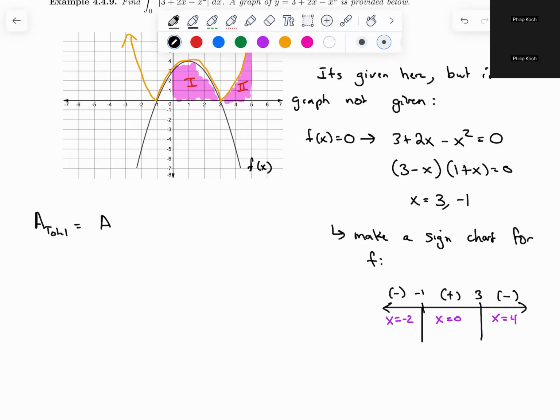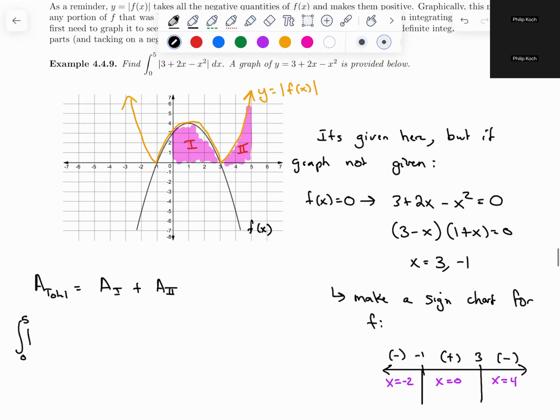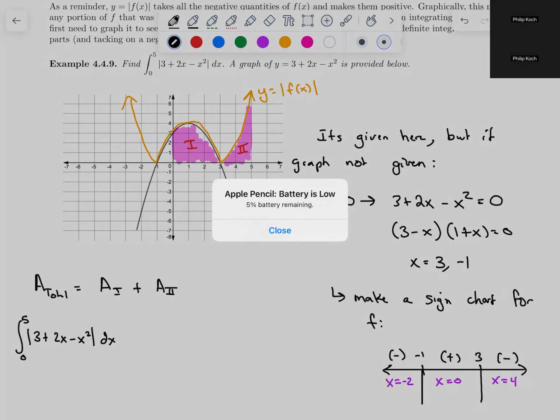So the area total equals the area of region 1 plus the area of region 2. Now, area total would be the integral from 0 to 5 of the absolute value of 3 plus 2x minus x squared dx. That's the area of the total. And that's okay because that is definitely a function.